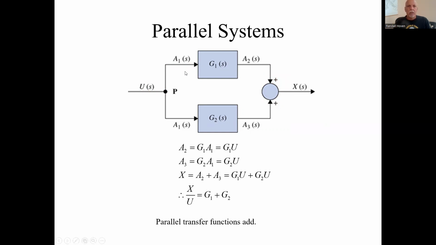So let's do the same kind of thing. This A2 is G1 times A1. And A1 is just U. This A3 is G2 times A1 also. This guy is the sum of A2 and A3. Put all that together, you got a little bit of algebra. And this output, or what happens when you put two processes in parallel and add them, you just add the two processes. That's how parallel transfer functions add.